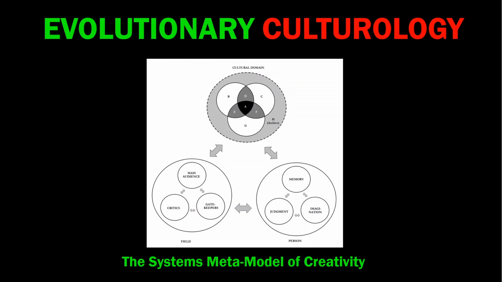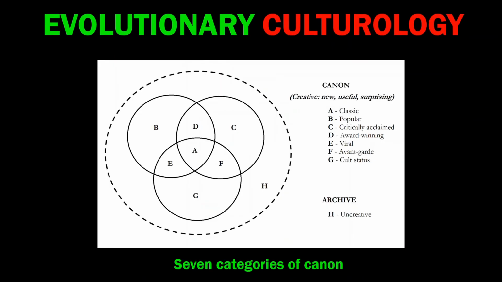And so within this systems metamodel, up top we have the cultural domain, and that divides up into 7 categories of canon, either classic or popular, critically acclaimed, award-winning, viral, avant-garde or cult status, and the larger circle are the archive or uncreative units of culture. So that's a zoom in on the cultural domain. It breaks up into these categories of canon.